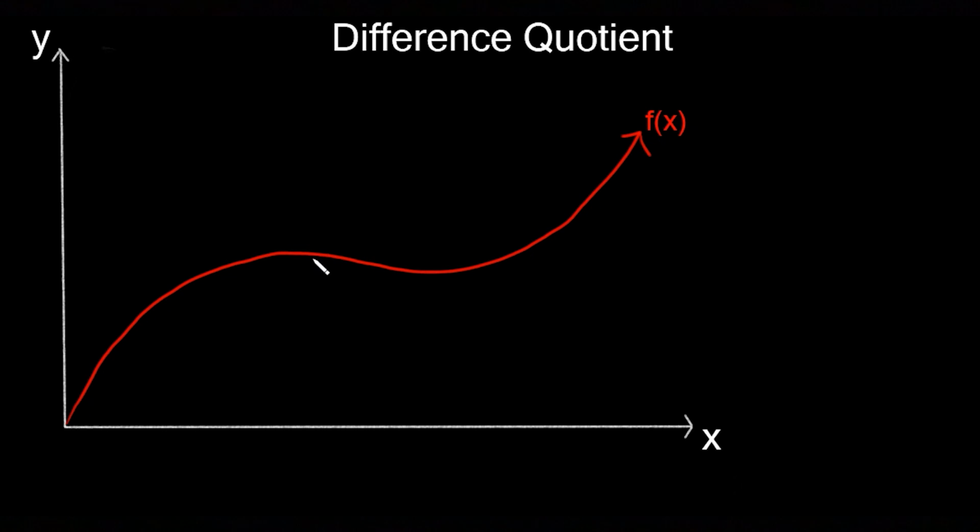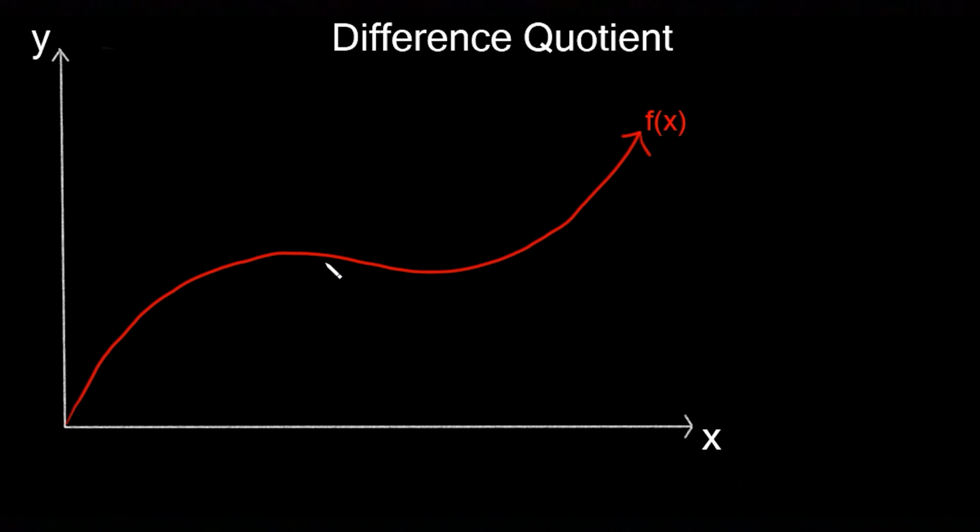Okay, so in this video, we're going to be talking about the difference quotient and how to find the difference quotient and what the difference quotient is. So why don't we start with what is the difference quotient? And it's pretty straightforward. The difference quotient is how you can find the derivative of a function.